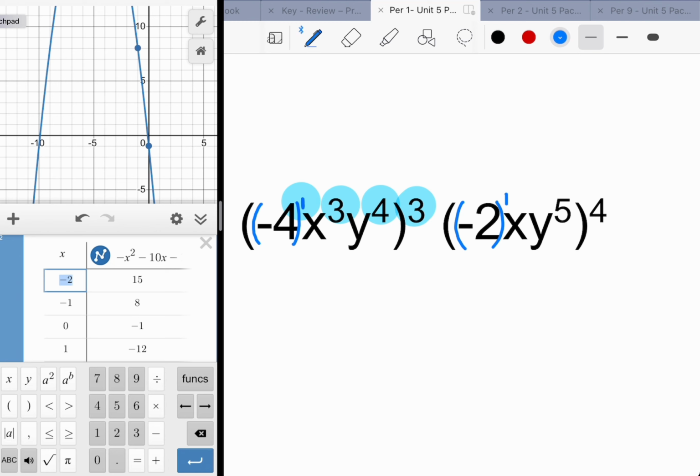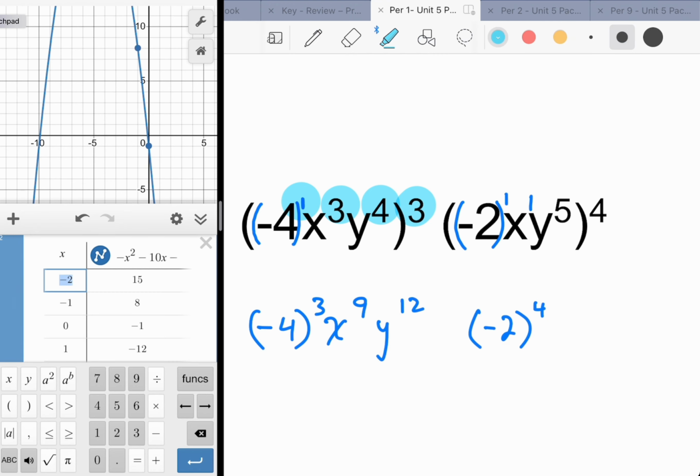All right, so negative 4 to the 3rd, x to the 9th, y to the 12th, negative 2 to the 4th. Now that x also needs an exponent, so I'll pop that in there. X to the 1st, so x to the 1st becomes x to the 4th if I multiply those exponents. So x to the 4th, y to the 20th.